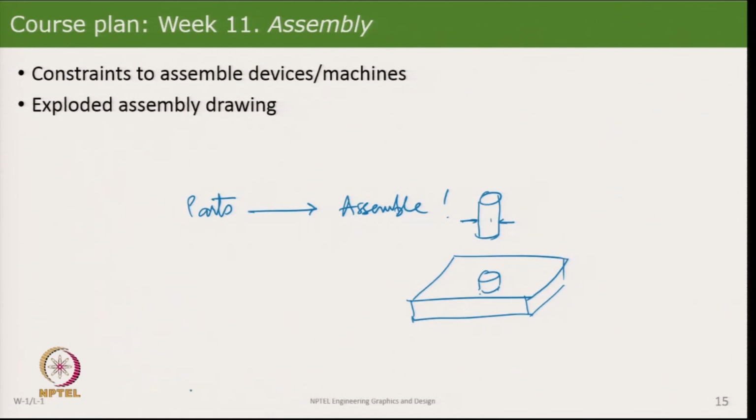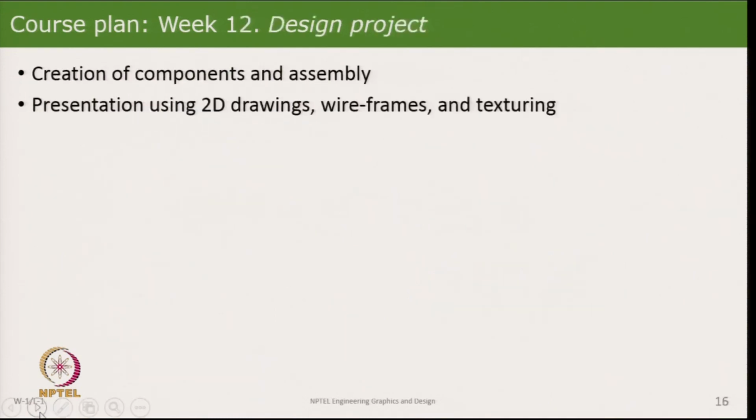And then we learn an important thing, which is what is called exploded assembly drawing, that once you have assembled something, if I were to disassemble it, how do I show it? And in that disassembled drawing, I can see everything that is going into it and how it fits. The final week is on creation of components and assembly, putting 2D drawings, wireframes, texturing, and working with a small team to make a design possible.